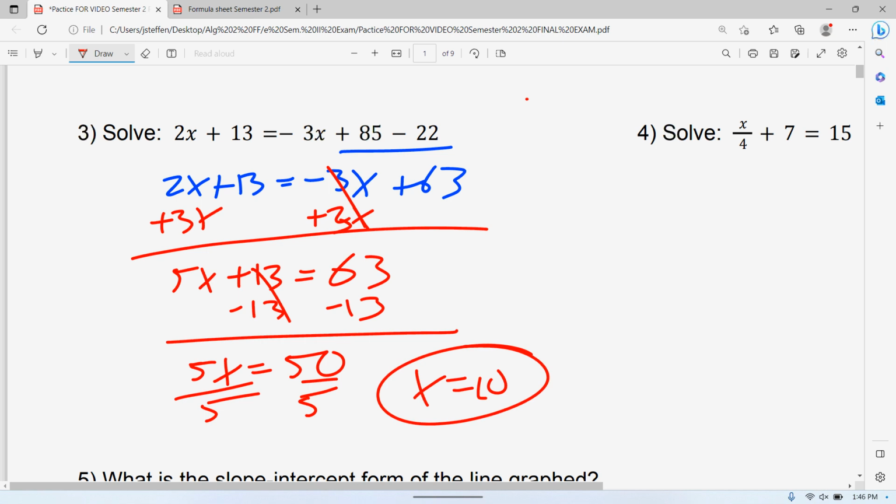Again, you could plug that back in and double check. 2 times 10 is 20, plus 13 is 33. So if you get 33 on this side, you better plug it in and get 33 on this side.